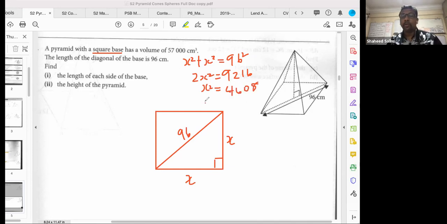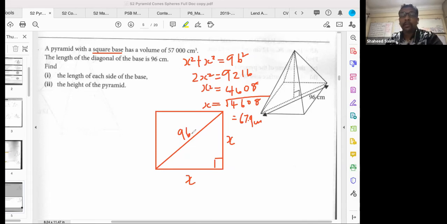Okay, and then you need to square root to find x. Square root of 4608. And what do you get? You will get a decimal. The book says it is 67.9 like that. You all get it? You all know, right? This is Pythagoras. Ryan, you're okay, right? A squared plus B squared.